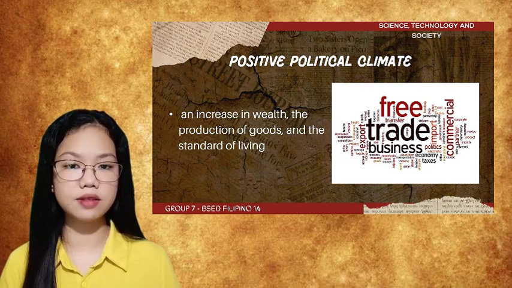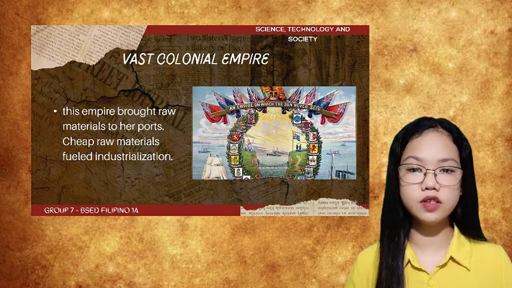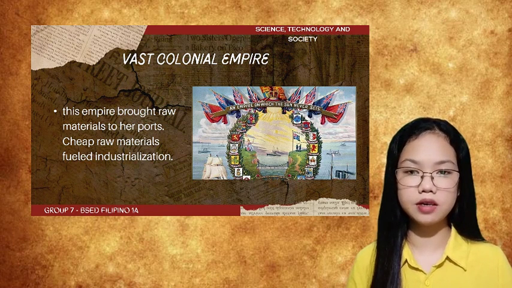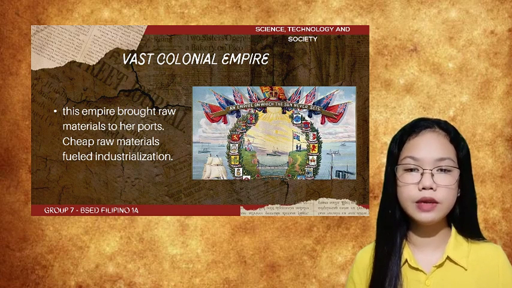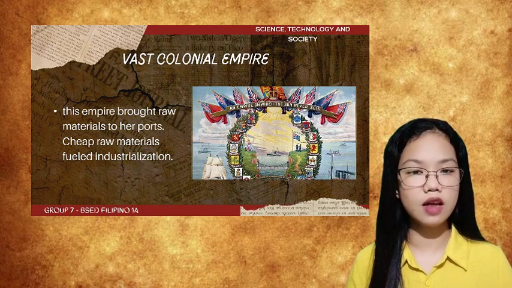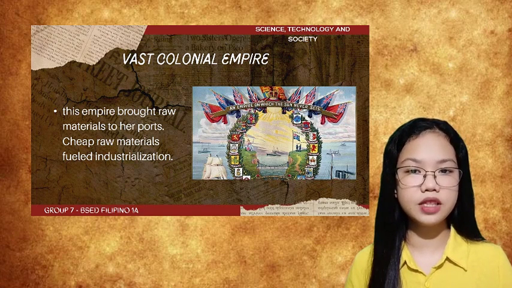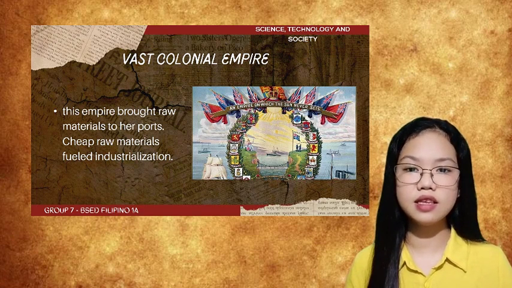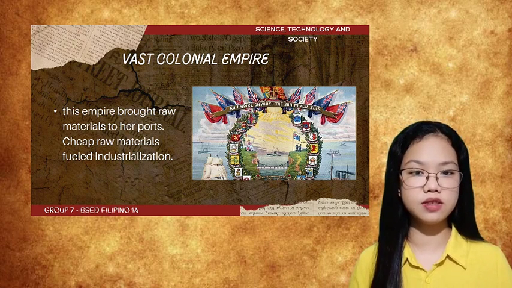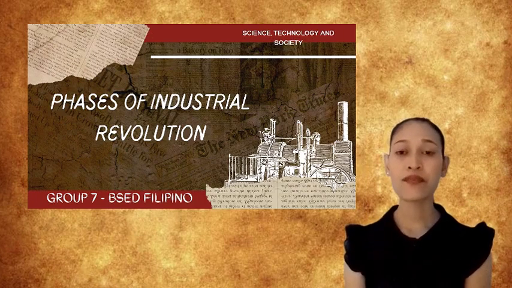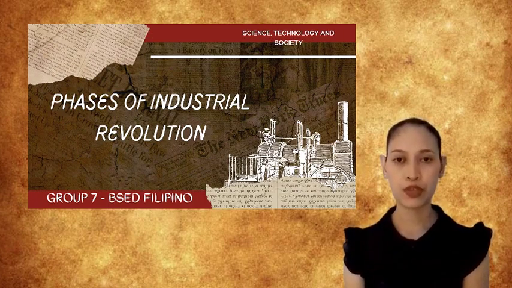or workers' rights. And last, the reason Britain was the first country to industrialize was due in large part to its vast colonial empire. By the 1700s, Britain had control over areas such as North America, South Africa, Egypt, India, and Australia. This gave Britain access to huge resources that it could then use in the factories that developed during the Industrial Revolution. And there are four phases of the Industrial Revolution.